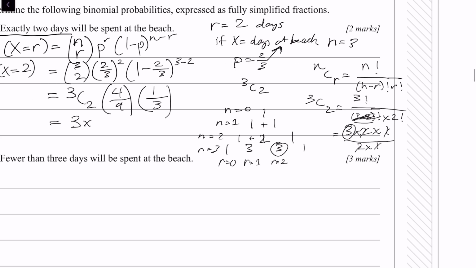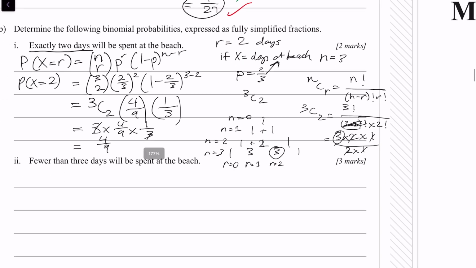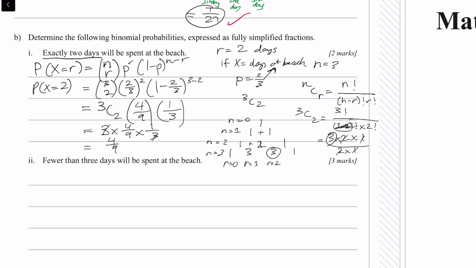So I have 3 times 4 over 9 times 1 over 3, which is just going to be, I'm canceling my 3s here, so that's going to be 4 over 9 left over. Okay, and so those are my 2 marks. The first mark from showing my formula using the formula sheet by substituting those values in, and then my actual answer. So that's the 2 marks there.